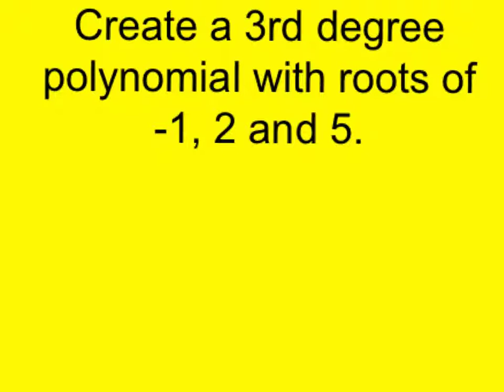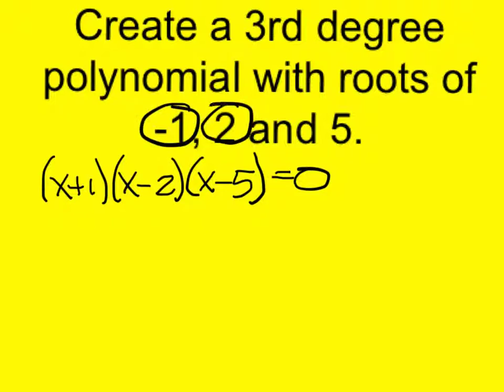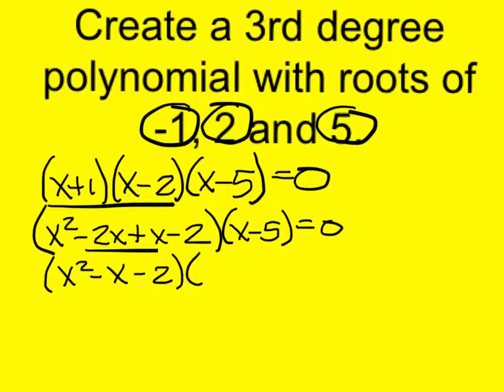So we need a 3rd degree polynomial. So we're going to have x plus 1, x minus 2, and x minus 5 set equal to 0. We're putting in the opposite of these. Multiply these two together to get x squared minus 2x plus x minus 2. And then go back and simplify that. These middle terms. x squared minus x minus 2.